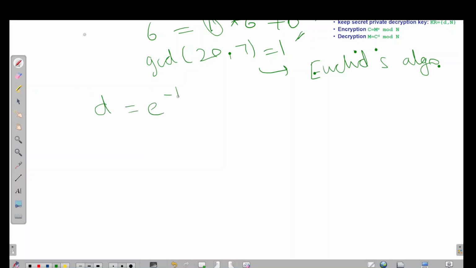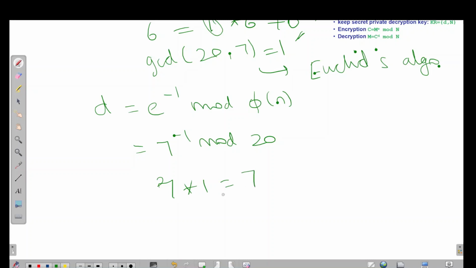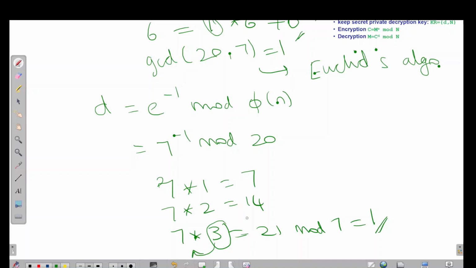Now I am going to calculate D. D should be E inverse in mod phi of n, which is equal to 7 inverse mod 20. So we have to find 7 inverse mod 20. It is easy to find that 7 into 1 equal to 7, 7 into 2 equal to 14, and they are all less than 20. When you take 7 into 3, it is 21, and 21 mod 20 equals 1. So this means that 3 is the inverse of 7. So D equal to 3.